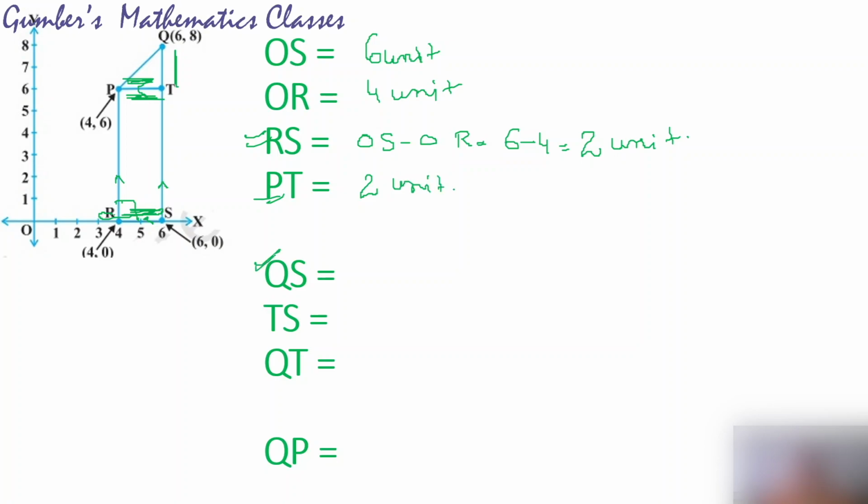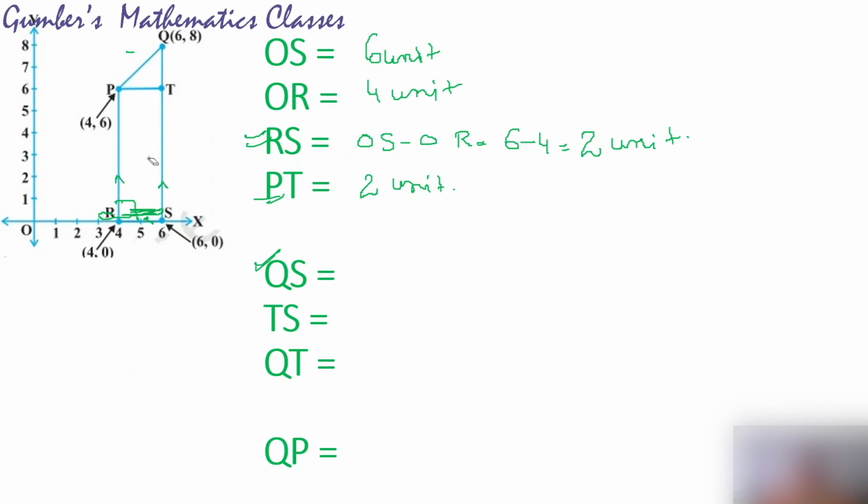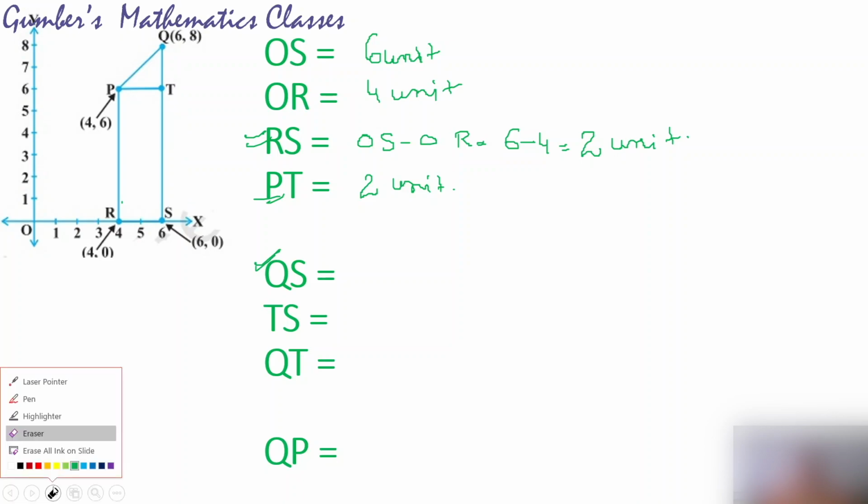Now is the point of QS. How can we find QS? Basically we are supposed to find QT. Let's see how we can find QT. For finding QT, very first we will be finding QS, and subtracting this TS from QS. So let's see how we'll get it.